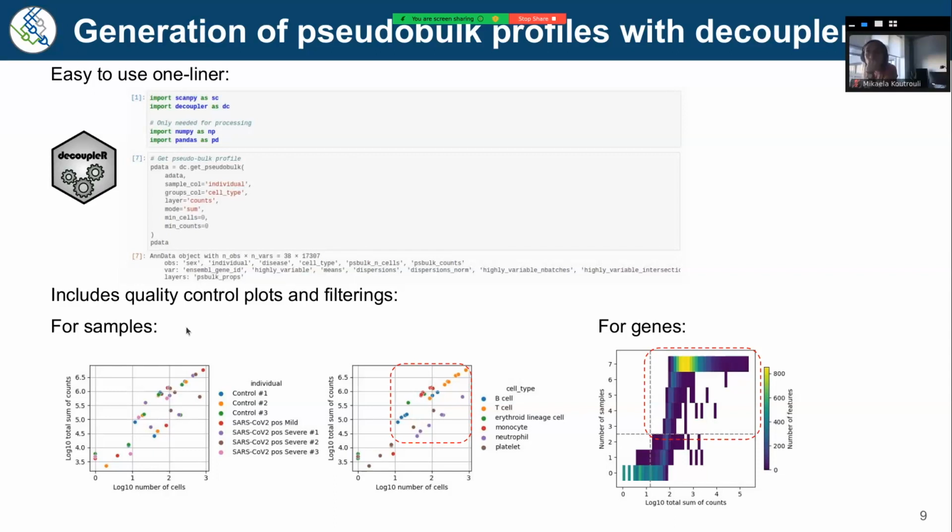In Decoupler, we also include quality control plots and filterings once these profiles are obtained. We have them at the sample level and at the gene level. For example, at the sample level, for each pseudobulk profile, we can know from how many cells it was created. For example, some profiles were created using less than 10 cells. We could think that those are rather noisy, so we might want to filter these samples out, right? And at the gene level, we would like to keep genes that are expressed in at least a number of samples and that have a minimum amount of counts. Actually, this filtering strategy is the same one that EdgeR uses, but we have re-implemented it in Python and also provided some utility plots to help decide the threshold parameters.